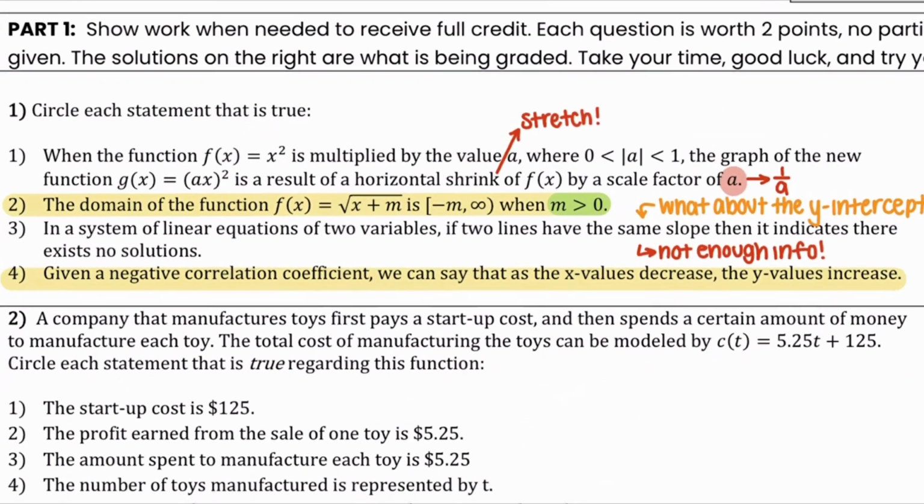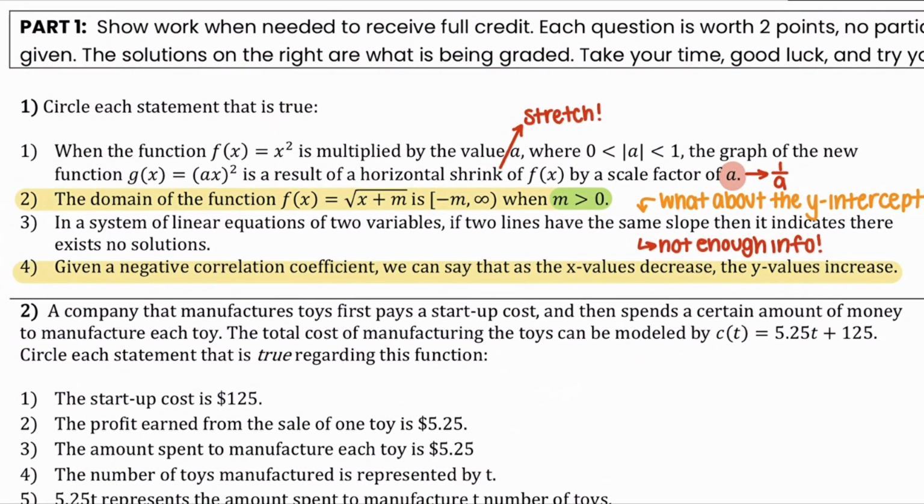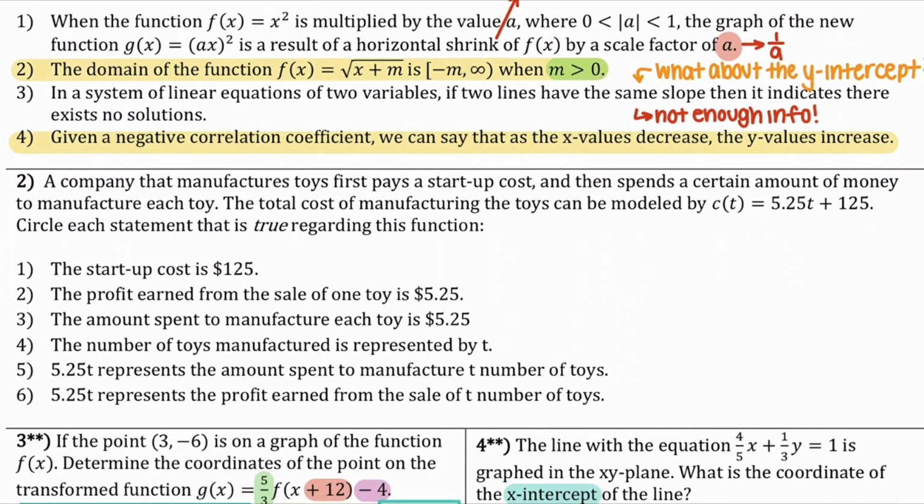So when it comes to negative correlations, as long as the relationship between the x and y values is different, or in other words, one increases and the other decreases, then that's perfectly fine. So that concludes number 1. Let's look at number 2.